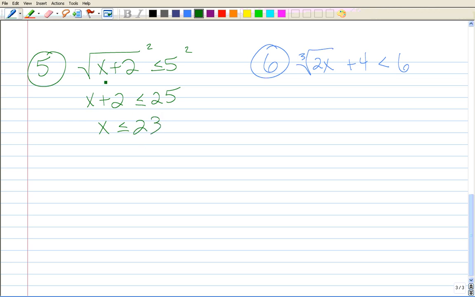But we also have to check that radicand. We don't want to take the square root of a negative number. So we need to make sure that x plus 2 is not negative, so greater than or equal to 0. Whenever I solve for x here, I'll get x is greater than or equal to negative 2. So between these two things, I've got negative 2 is less than or equal to x is less than or equal to 23.